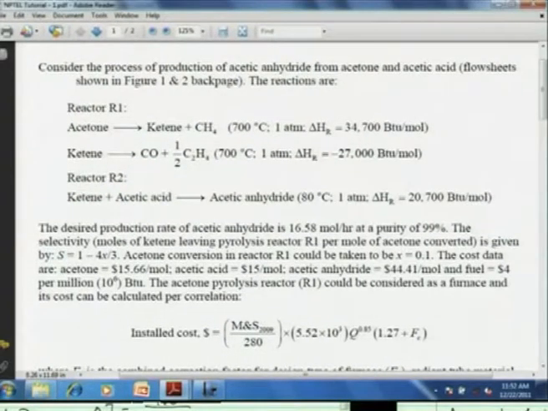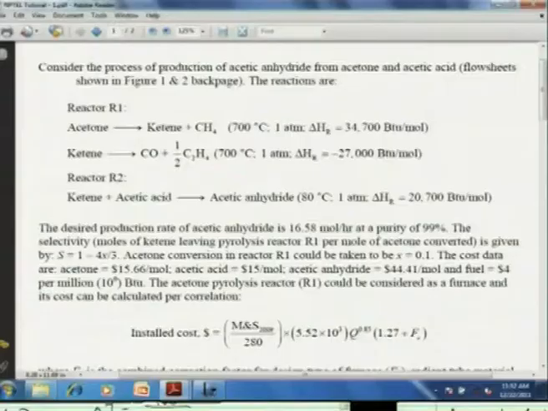This particular stream enters the second reactor in which acetic acid is added, and the acetic acid reacts with ketene to give acetic anhydride. The second reactor, however, operates at a much lower temperature of 80 degrees centigrade and atmospheric pressure, and here the heat of reaction is 20,700 BTU per mole. We take the desired production rate of acetic anhydride as 16.58 mole per hour with a purity level of 99%.